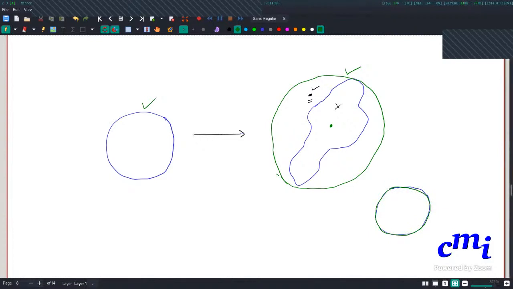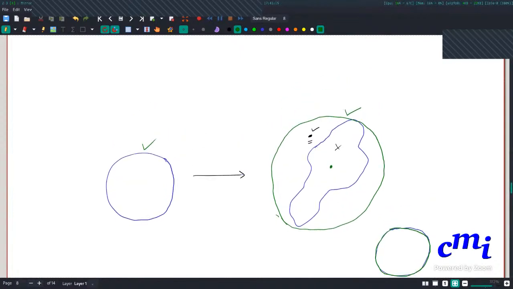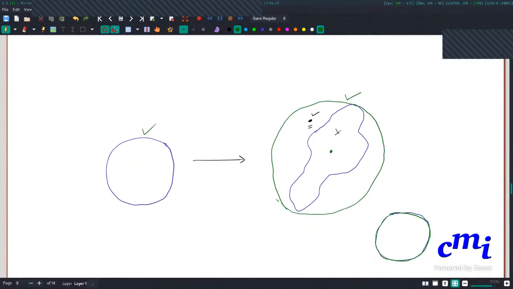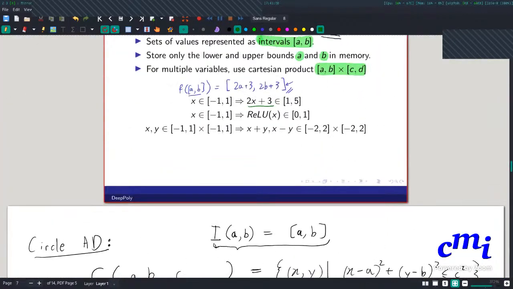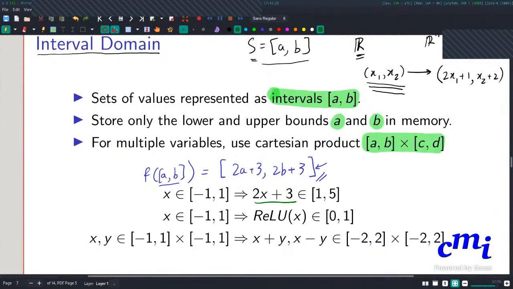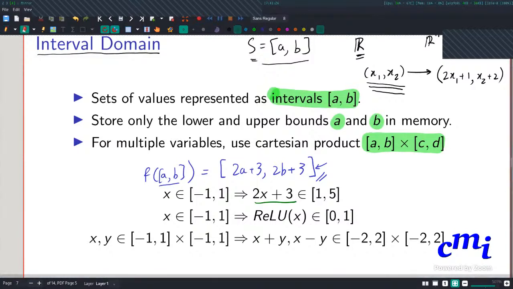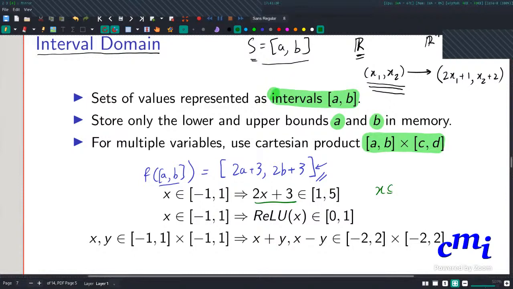All the points in the image are precisely the points that are there in your output abstract domain, or the output circle. So I'm asking, is that the situation here? Or is there actually some point x in this interval 1, 5 that is not in the image?